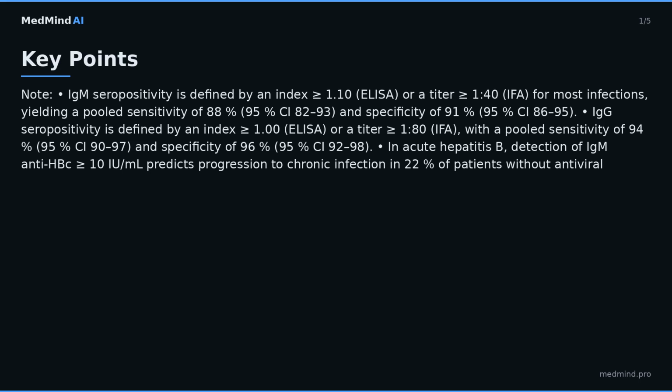NEJM 2022. In immunocompromised hosts, an IgM/IgG ratio greater than 1.5 predicts disseminated disease with an odds ratio of 4.2, J Infect 2021. For pregnant women, IgM anti-rubella greater than or equal to 120 indicates primary infection with a 92% risk of fetal congenital rubella syndrome if infection occurs before 16 weeks, WHO 2022.